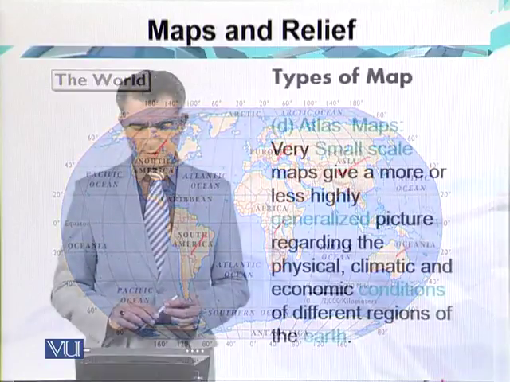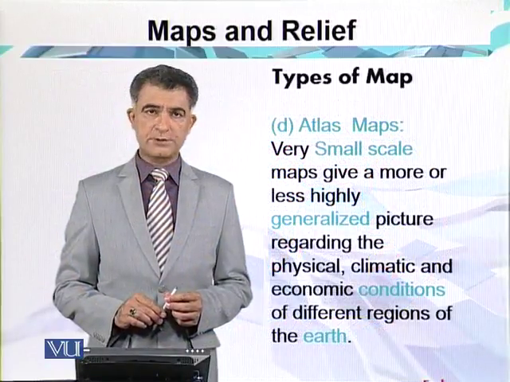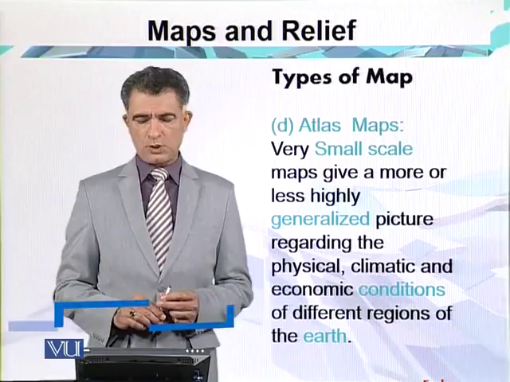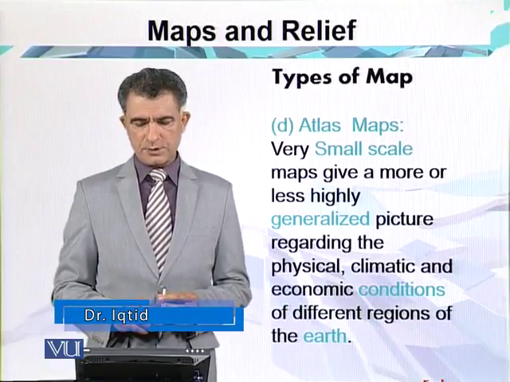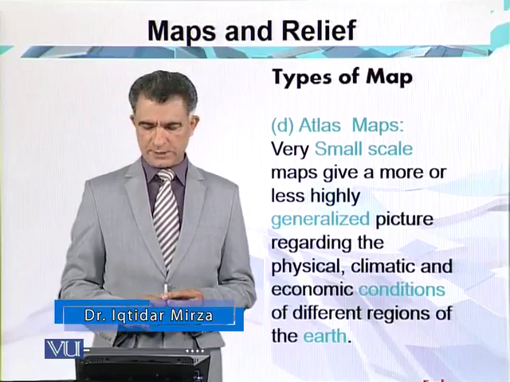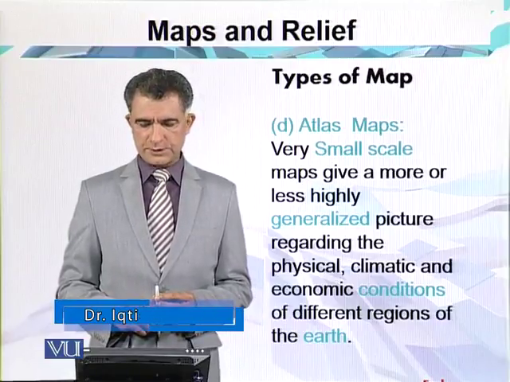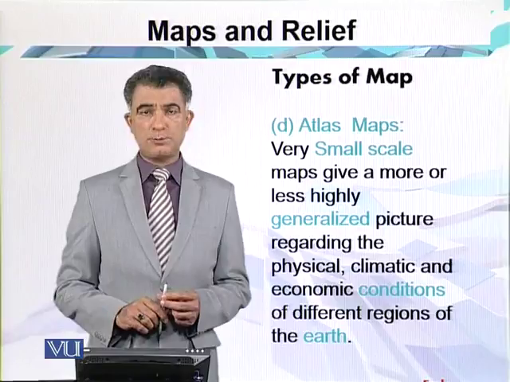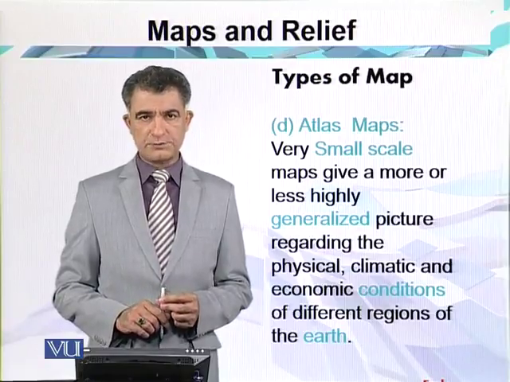Now the last category of the maps which are on the basis of scale is called the atlas map. It is a very small scale map, give a more or less highly generalized picture regarding the physical, climatic and economic condition of different regions of the earth.